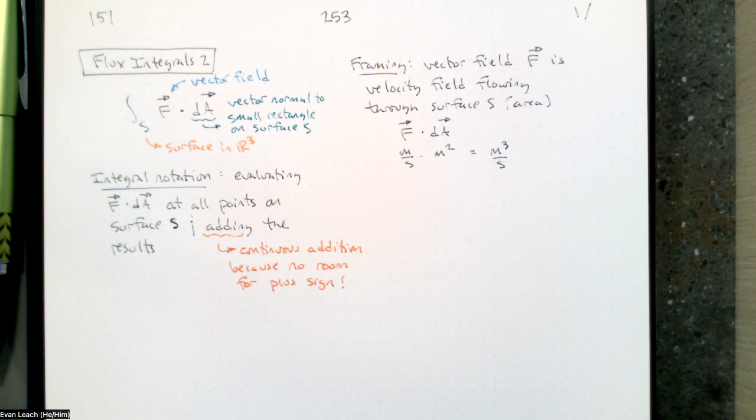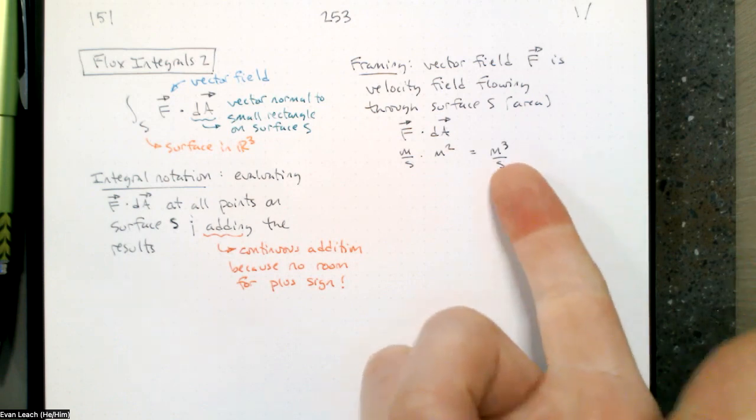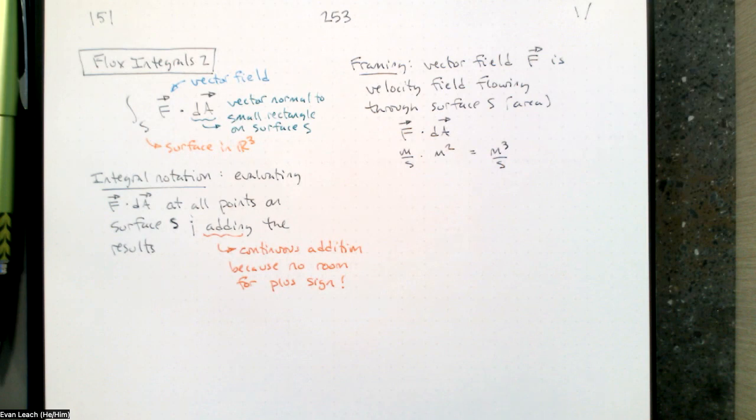The framing we're going to use is to imagine the vector field as a velocity field flowing through the surface. The vector field says how fast all the particles are going everywhere, and we watch those particles fly through this surface. If we take the area of the surface and multiply it by how fast the particles are going through, we get the flow through the surface, the change in volume per second. So this is the flux of flux integrals.